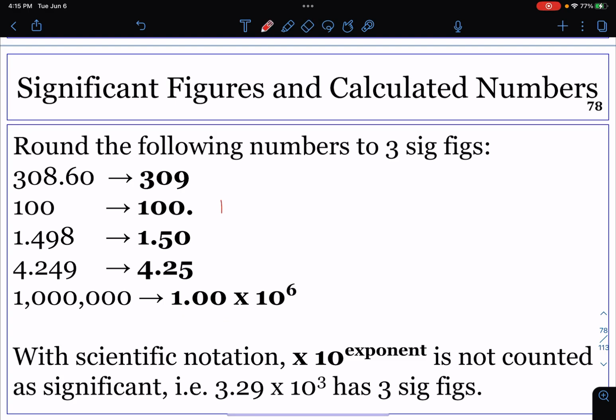Speaking of which, we can go back up to here actually, and write the 100 like this. We would have 1.00, there's your 3 sig figs with the decimal point there, and then times 10 to the 2, that gives us 100 with 3 significant figures, as well as writing it like this.